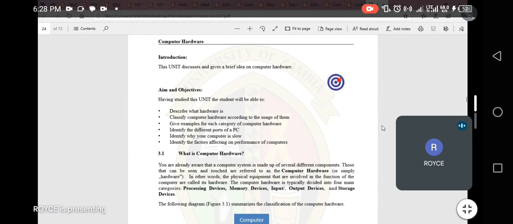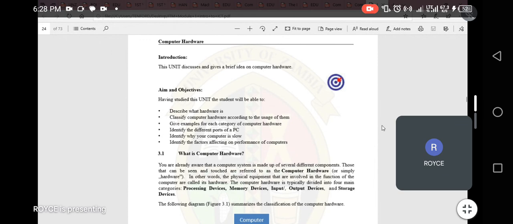The other thing we should take note of is that computer hardware is divided into four main parts, and these parts are the ones that help us from the time that we add input to our computer until we get the results. The first one is processing devices, the second one is memory devices, the third one is input and output devices, and the last one is storage devices.